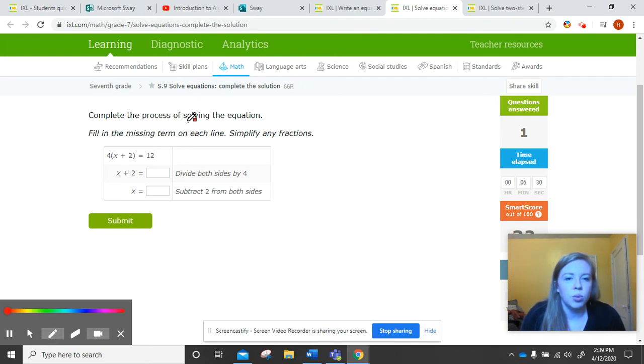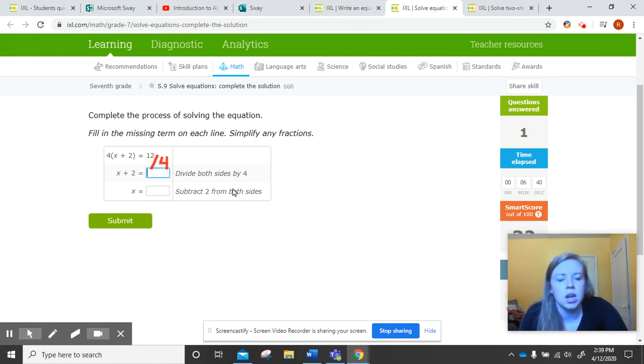So if I have 12 divided by 4, that's going to give me 3. Now I'm going to click back and put 3 in my box. And then it says subtract 2 from both sides. 3 minus 2 would leave me with 1.